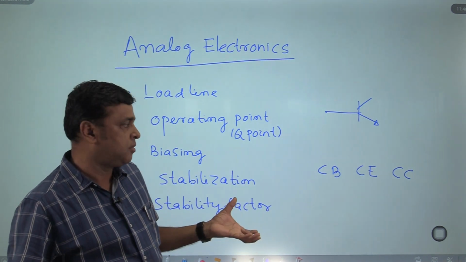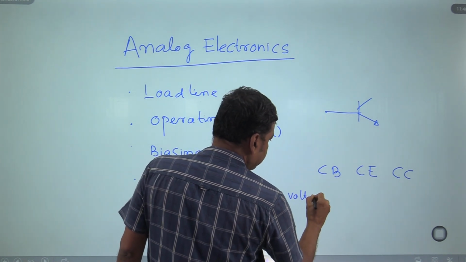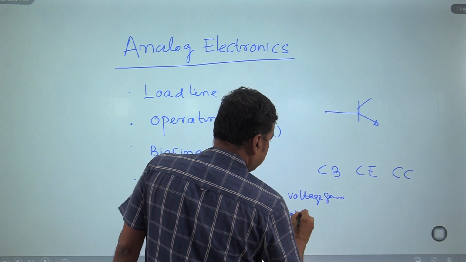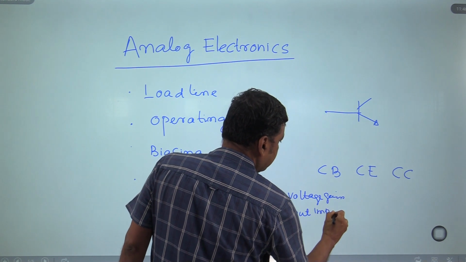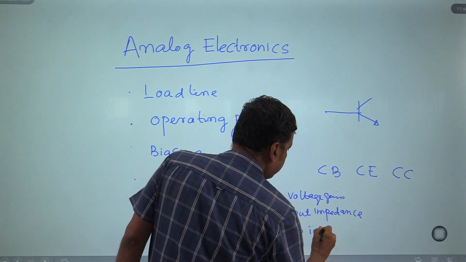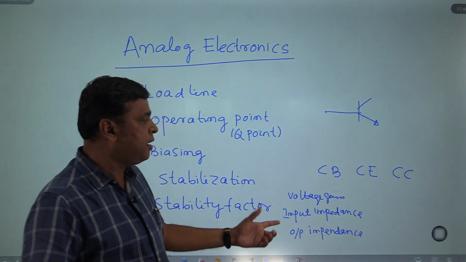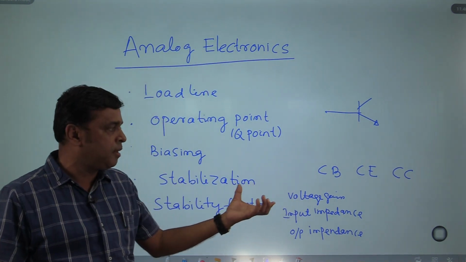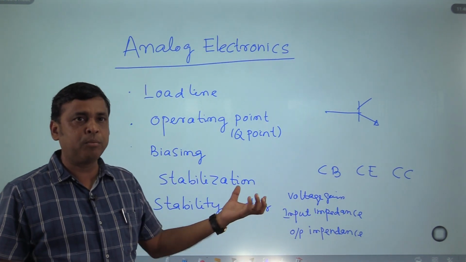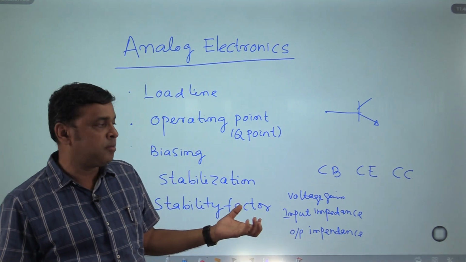There are 4 parameters: voltage gain, input impedance, output impedance. Voltage gain is nothing but output by input, that is output voltage by input voltage. Input impedance is the input voltage by input current. Output impedance, similarly, is the output voltage by output current.